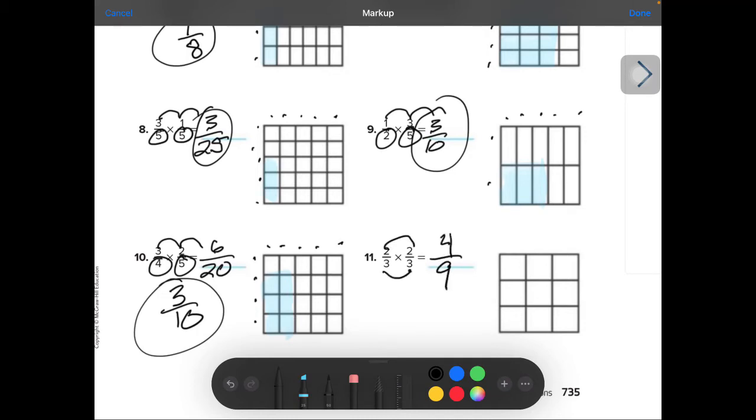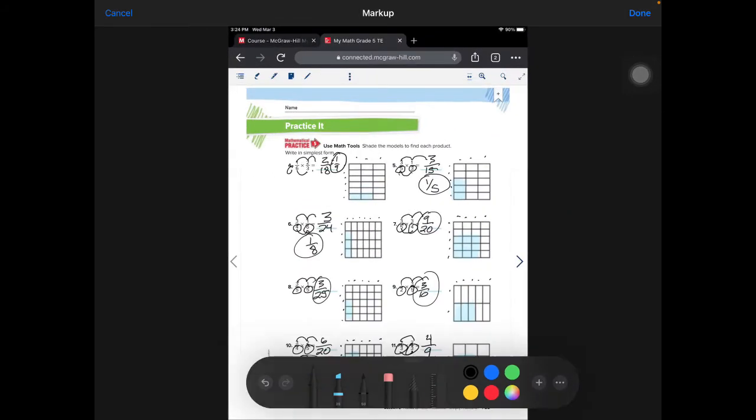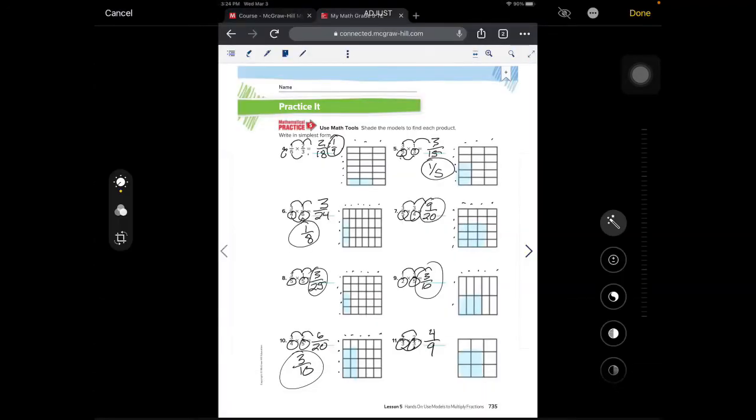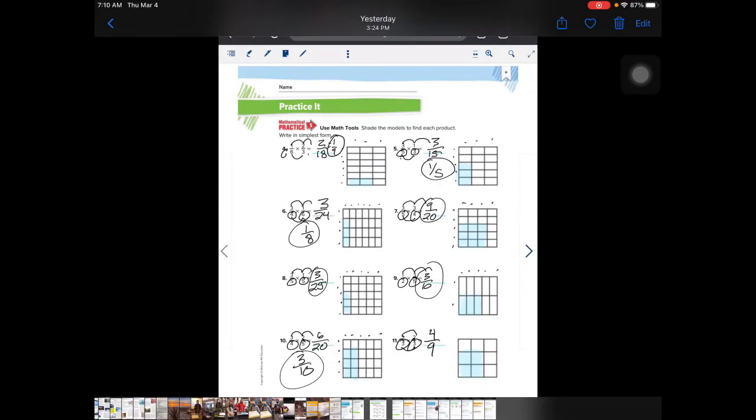Number 11, 2 times 2 is 4, 3 times 3 is 9. We have 3 rows and 3 columns. Yes, we do. And we are going to shade only 4 out of the 9. And that's what it's going to look like. And we can simplify that down. Nope, we can't. We can't split them in half or anything. So that's what it's going to look like.